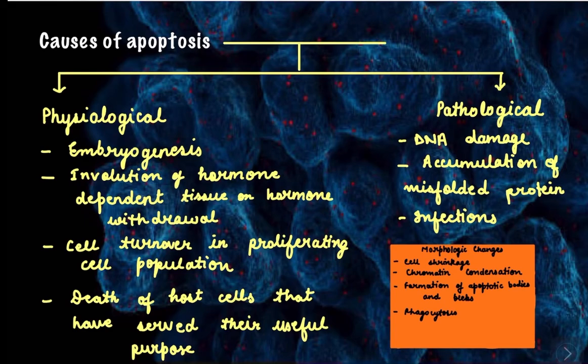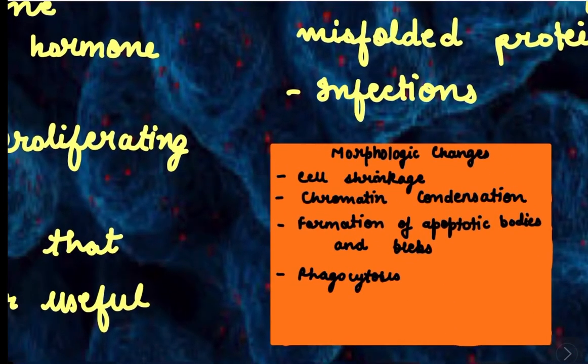Now coming to the morphological changes. What are the morphological changes that occur during apoptosis? First there will be cell shrinkage. The cell size is reduced and the cytoplasm becomes dense and eosinophilic. It becomes eosinophilic because the proteins are more tightly packed, and there is chromatin condensation, which is one of the most characteristic features of apoptosis. There will be formation of apoptotic bodies and cytoplasmic blebs. And the last process is phagocytosis, which generally occurs by the macrophages.